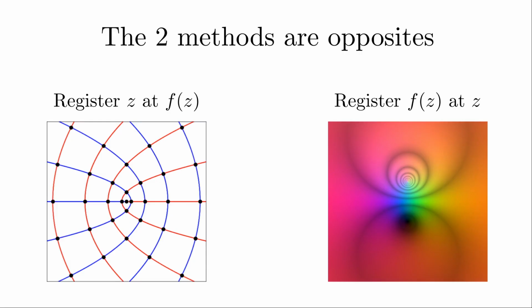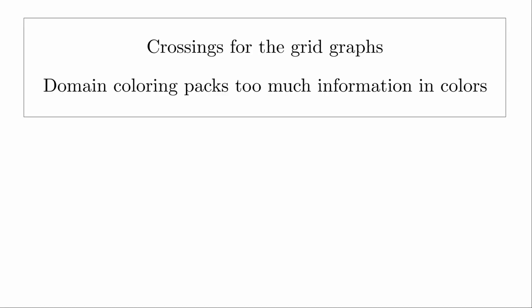Now, we have seen these methods are not perfect. Let me highlight some problems and see what we can improve. The main issue with mapping grids is that the lines crossing each other get very confusing. This is an inevitable byproduct of registering z instead of f of z. On the other hand, even using only two color dimensions, the main coloring packs way too much information in colors.